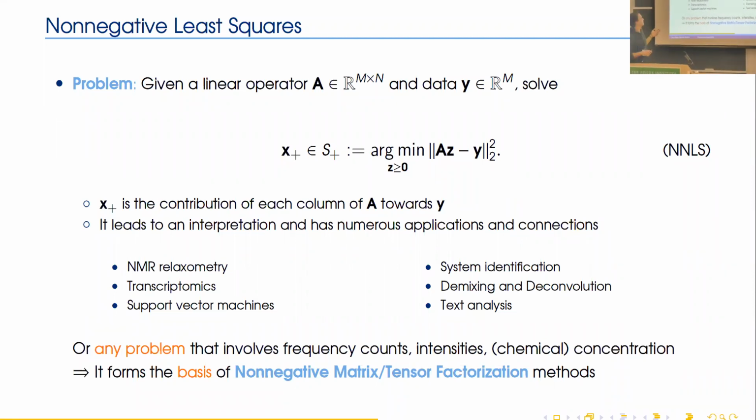And well, this problem has some interpretation, because you can say that the solution somehow tells how much each column of A contributes towards the data. It has a lot of applications and connections, for example, support vector machines, many problems related to unmixing and deconvolution, and nice applications in magnetic resonance imaging, genetics, and so on. And also it's somehow the basis of many matrix and tensor factorization problems. Okay, so let's see how to solve this problem.